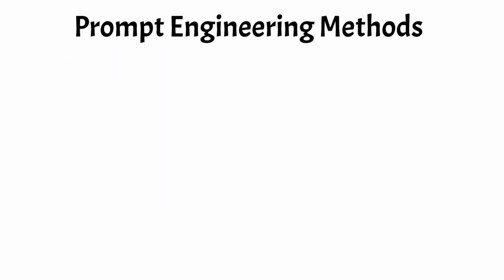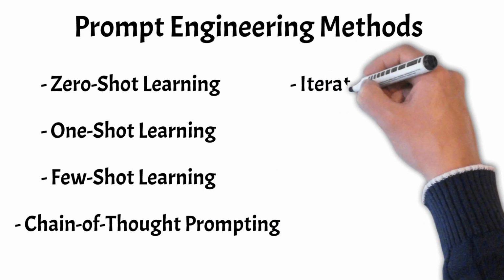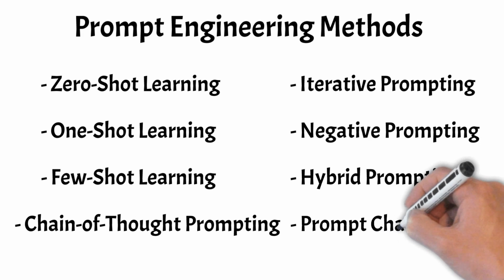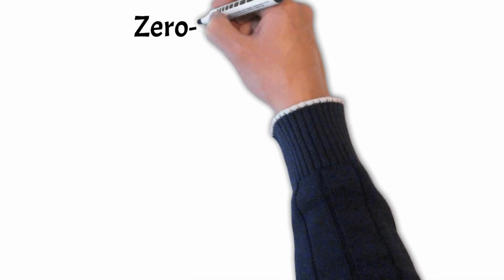Now that we understand the basic principles, let's dive into the different types of prompt engineering methods. There are 8 main types: zero-shot learning, one-shot learning, few-shot learning, chain-of-thought prompting, iterative prompting, negative prompting, hybrid prompting, and prompt chaining. We'll explore each method and provide examples to illustrate how they work. So, let's get started. First, we have zero-shot learning.